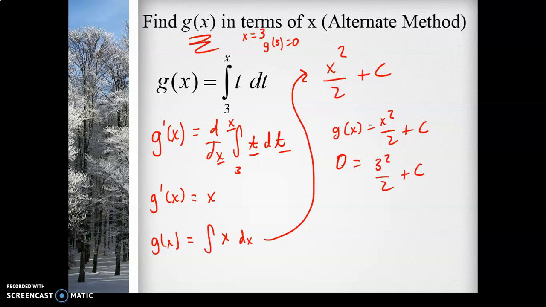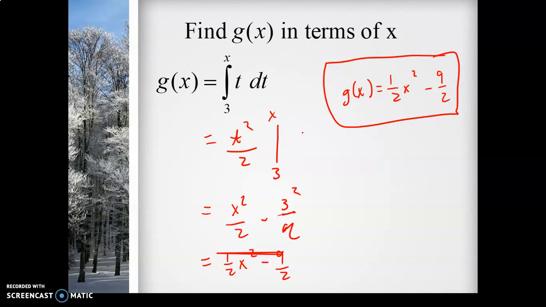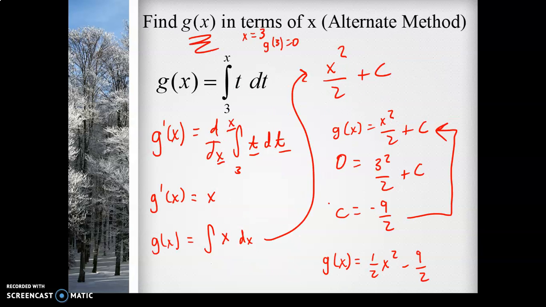g of x is 0. So then I can solve for c and get that c is -9/2, and then plug it back in and get g of x is equal to 1/2 x squared minus 9/2. So this is just another way to get the same answer we got here. Hopefully that helped connect the dots for a few of you guys.